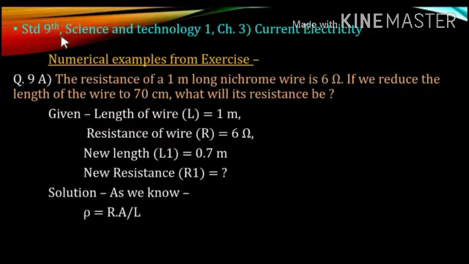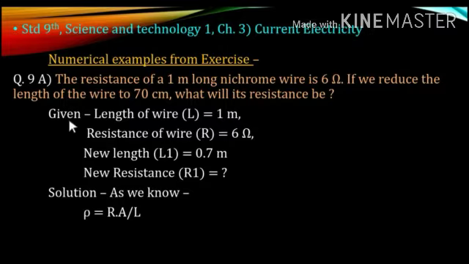Standard 9th, Science and Technology, Part 1st, Chapter number 3, Current Electricity. Here, the numerical examples from exercise are given. Question number 9a. The resistance of a 1 meter long nichrome wire is 6 ohm. If we reduce the length of the wire to 70 centimeters, what will its resistance be? That is to be calculated.